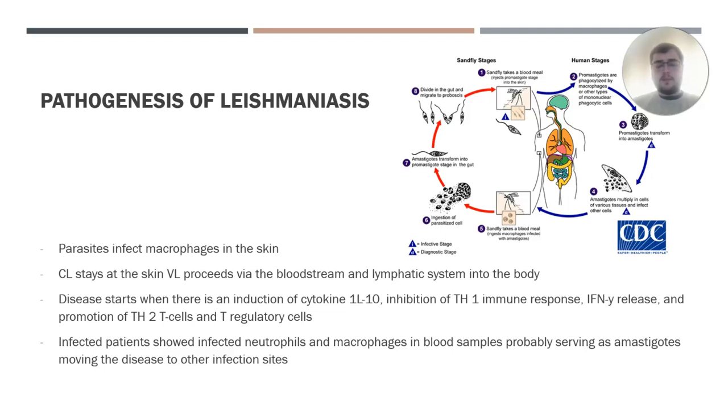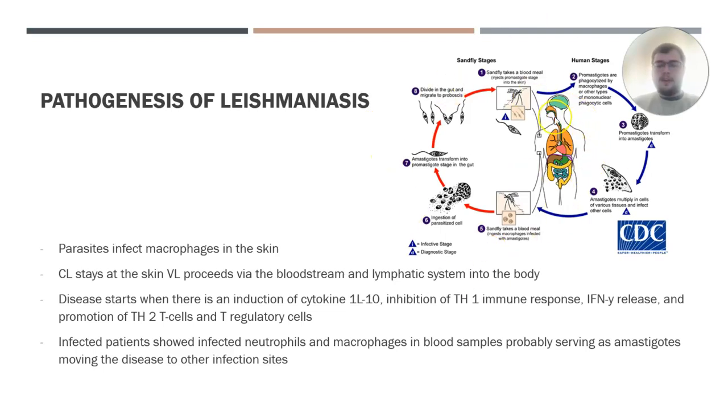The disease starts when you get immunocompromised, and when it starts, there's an induction of the cytokine IL-10. It will inhibit the Th1 immune system. It will also inhibit the IFN-gamma response, and then it will promote Th2 T cells and the T regulatory cells. And patients that are infected with leishmaniasis show infected neutrophils and macrophages in the blood samples. These probably served as amastigotes, moving the visceral leishmaniasis from one site of infection to another site of infection.